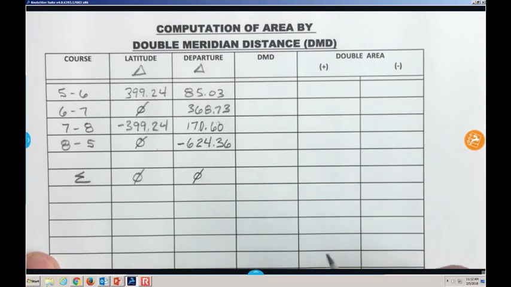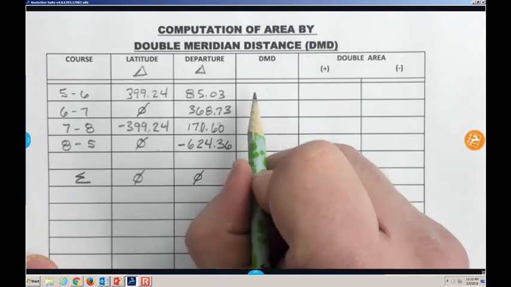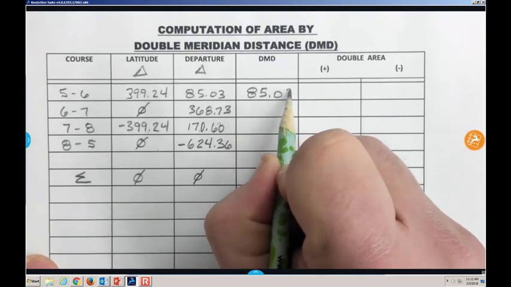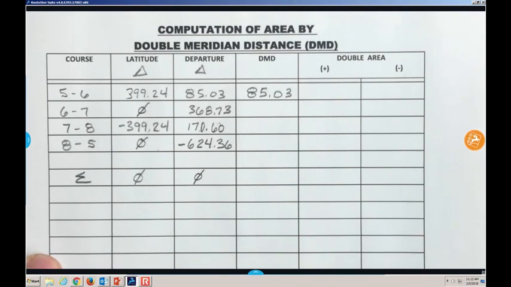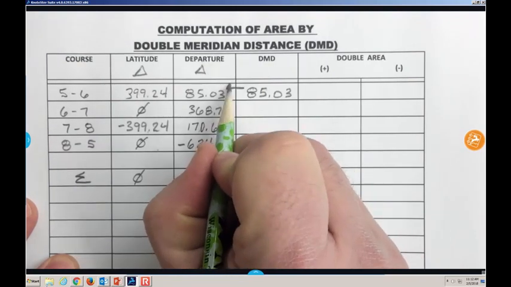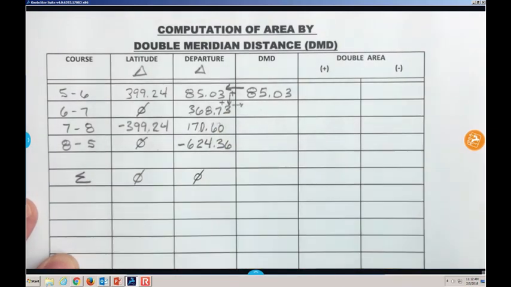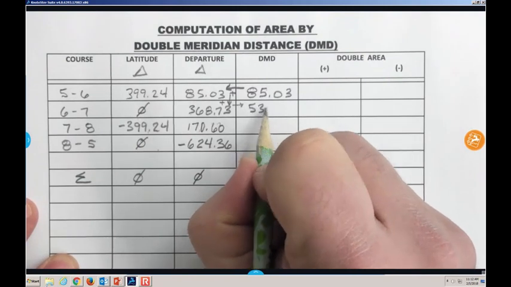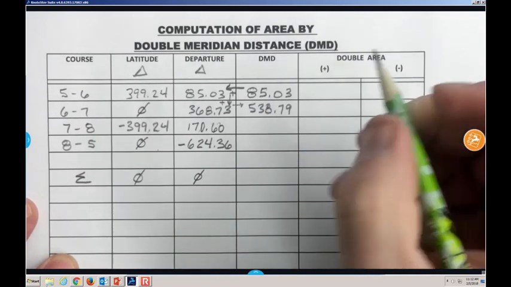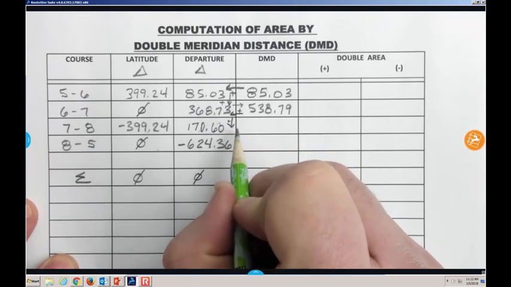Okay. All right, so what's my DMD here? 85.03. Why? Because it's the same as your departure. First course, DMD is always equal to the departure. Okay, so let's figure out the DMD for 6 to 7. We're going to go there, add, then down, add, and then drop it over. 538.79. Okay, same thing here. We're going to go over, add, down, add, and then bring it over.